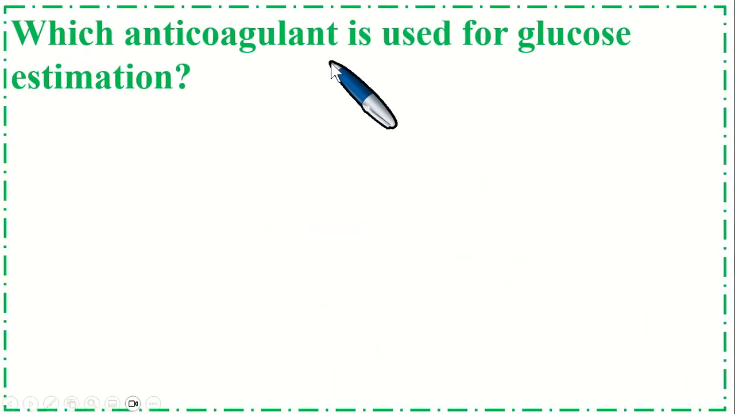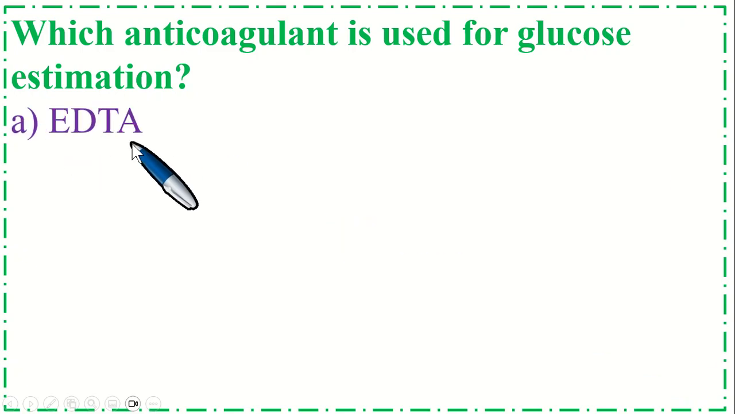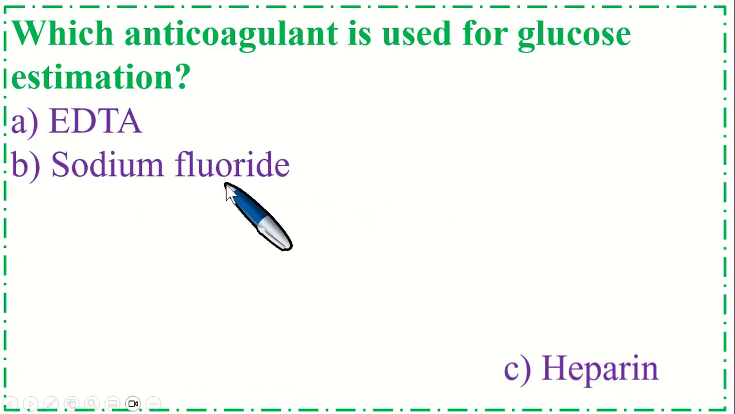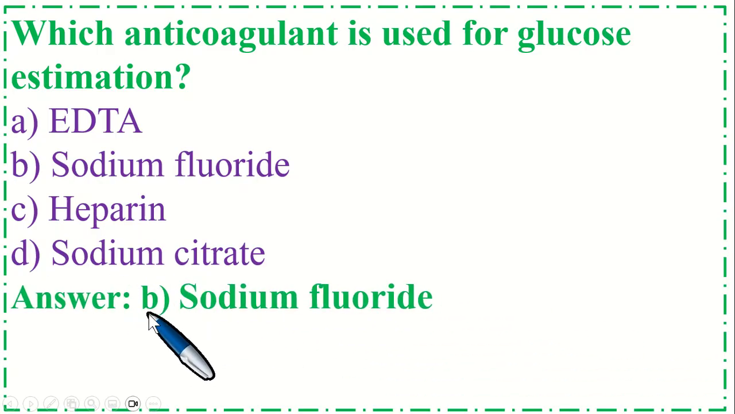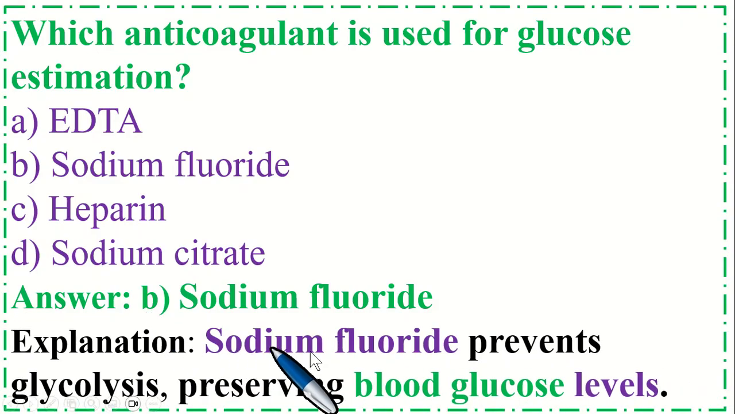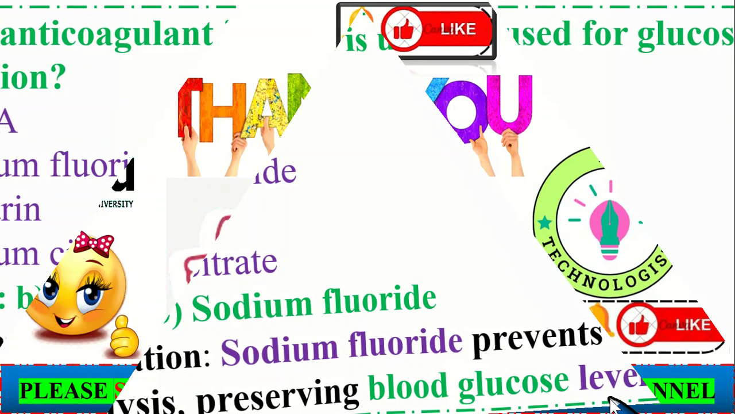Which anticoagulant is used for glucose estimation? Option A EDTA, B sodium fluoride, C heparin, and option D sodium citrate. So the correct option is B sodium fluoride. Sodium fluoride prevents glycolysis, preserving blood glucose level.